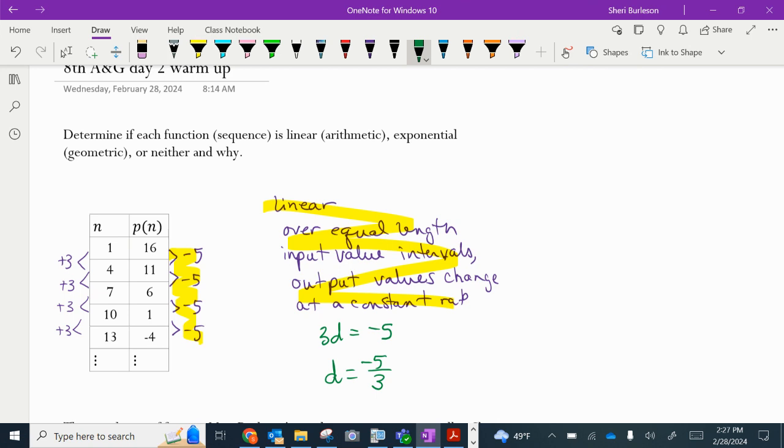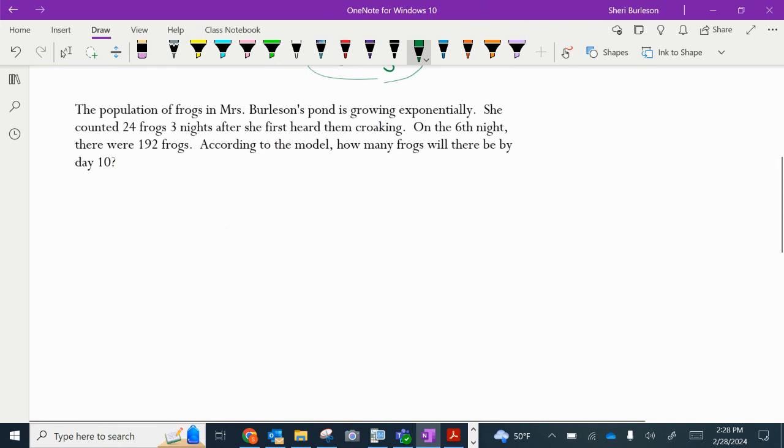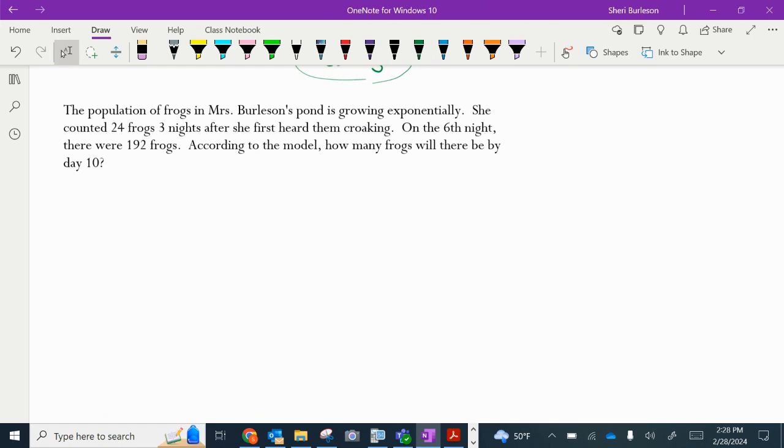Okay. So your statement then could be based on the common difference that it is linear because the sequence is arithmetic because we have a common difference of negative 5/3. Okay. Did we all recognize that was linear almost immediately, right? We like those ones. Linear ones are pretty easy to recognize. Okay. Then we have this frog problem.